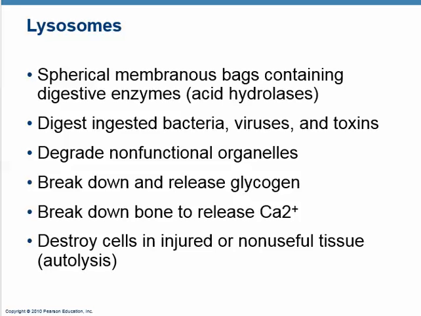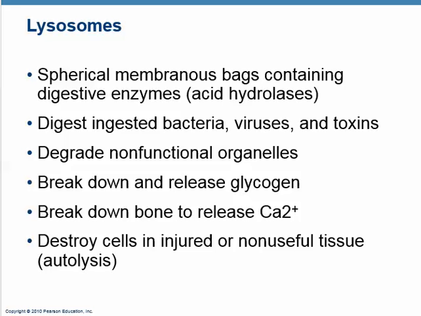They break down glycogen. They break down bone to release calcium. They destroy injured cells or cells that are no longer useful. We get rid of them. And all of this happens via cells that contain a lot of lysosomes. So macrophages, for instance, which are specialized cells that ingest things, have lysosomes that digest whatever the macrophage ingests.